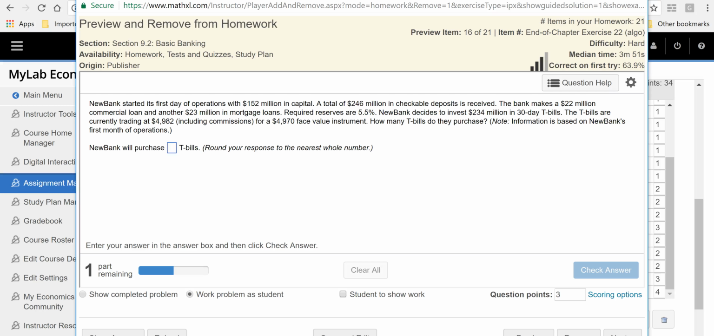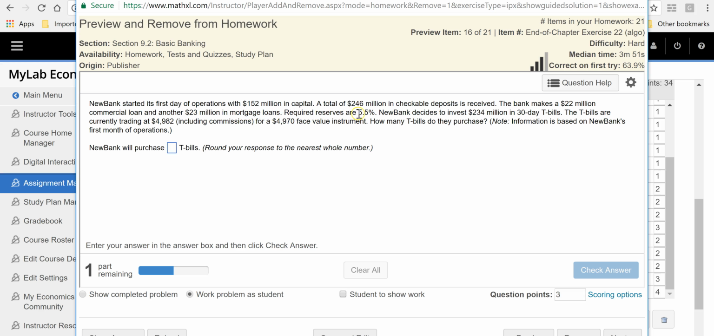This is question number 16 of homework 13. New bank started its first day of operations with $152 million in capital. A total of $246 million in checkable deposits is received. The bank makes a $22 million commercial loan and another $23 million in mortgage loans. So if you sum up these two, you get the total amount of loans on the balance sheet.